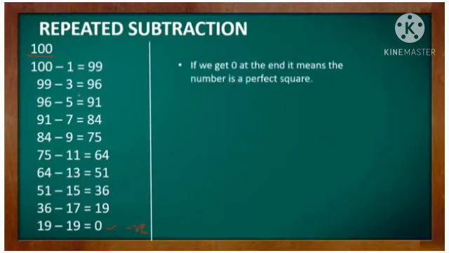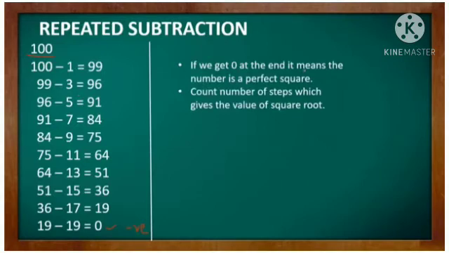Now we want to understand that if we get 0 at the end, it means our number is a perfect square. Now we want to count the number of steps we took to get 0. So first step 1, 2, 3, 4, 5, 6, 7, 8, 9, 10. So total 10 steps we did. Hence the square root of our given number 100 is 10. Understood? This method can be applied for any square number.